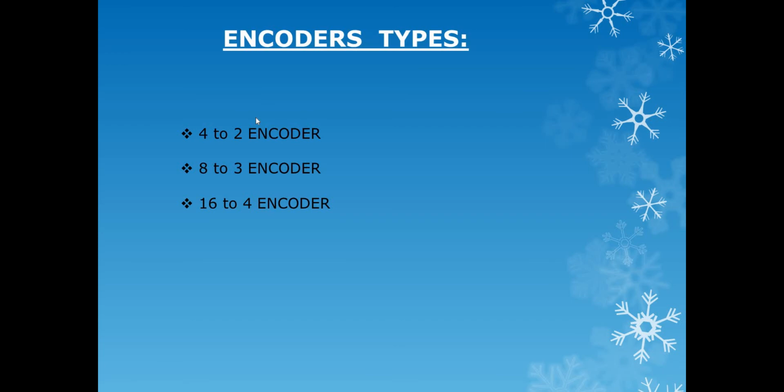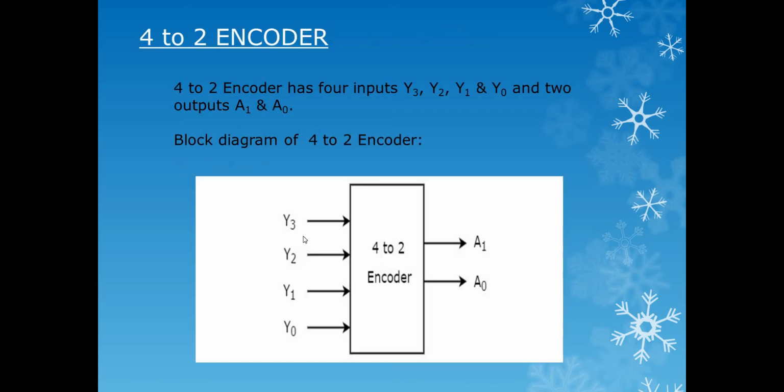Types of encoder: 4 to 2 encoder, 8 to 3 encoder and 16 to 4 encoder. We will see the 4 to 2 encoder and 8 to 3 encoder block diagram, circuit diagram as well as truth table. 4 to 2 encoder. Consider this block diagram. It consists of 4 inputs, namely Y3, Y2, Y1 and Y0, and 2 output lines A1 and A0.